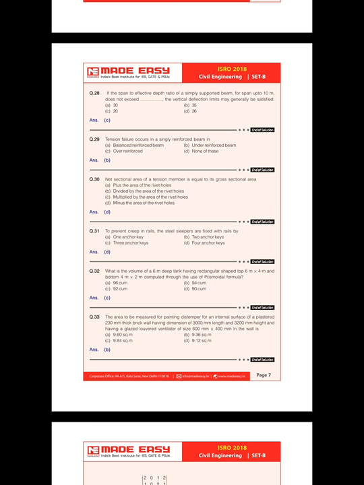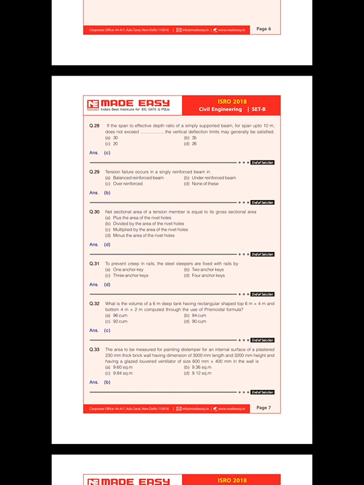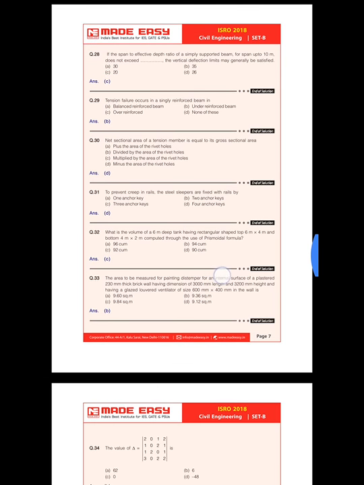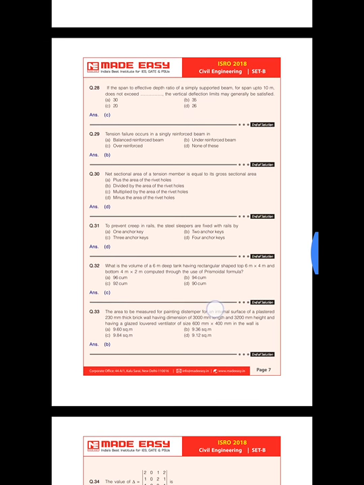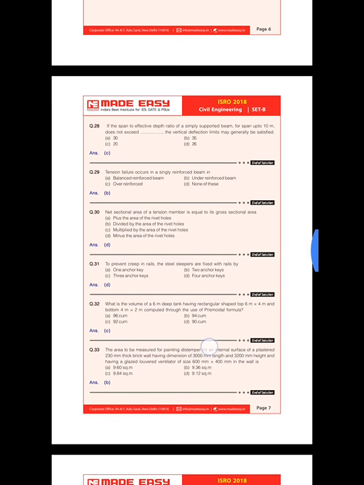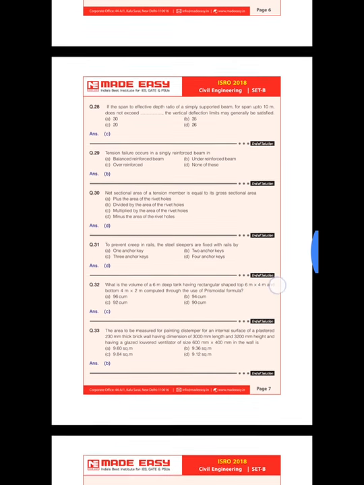The tension failure occurs in a singly reinforced beam in the under reinforced beam. Yes, of course. All our structures are built as under reinforced structures.